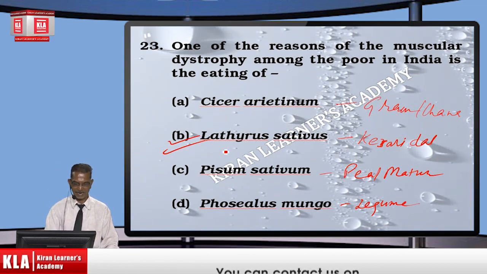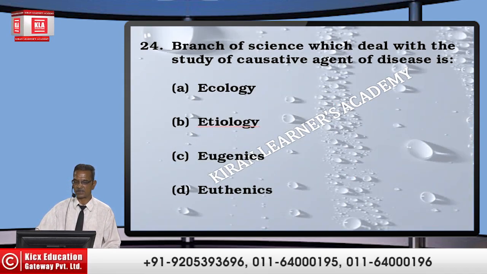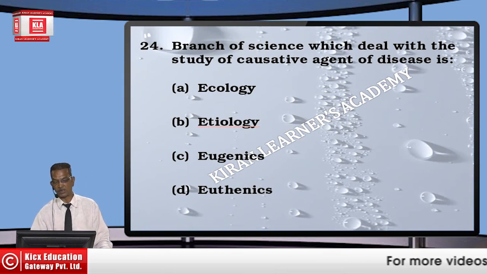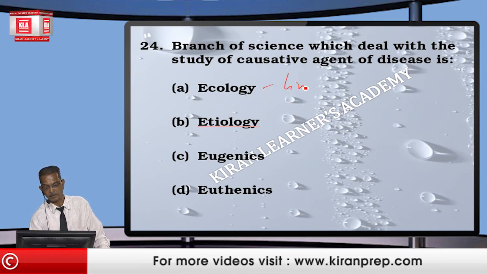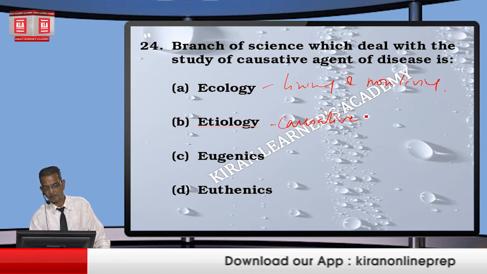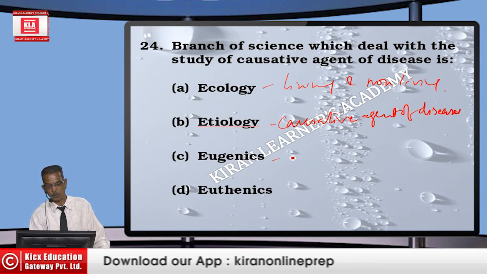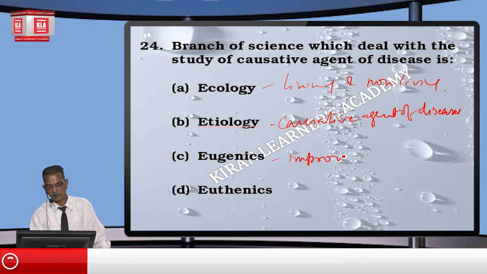Fine. Next. Branch of science which deals with the study of causative agent of disease. Now, there is the list of branches of biology. Ecology, study of living and non-living. Etiology is the study of the causative agent of diseases. Eugenics is the branch that deals with the improvement in human race.